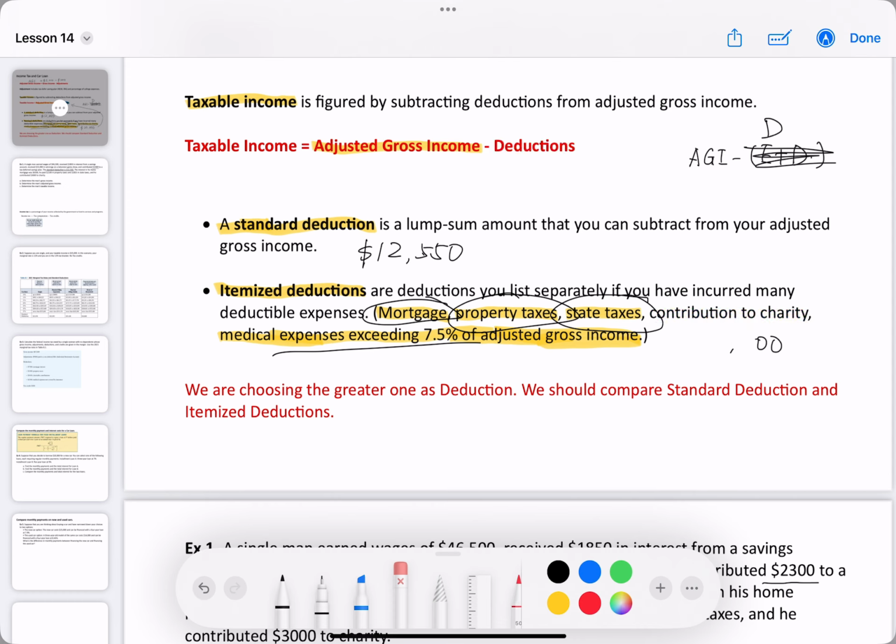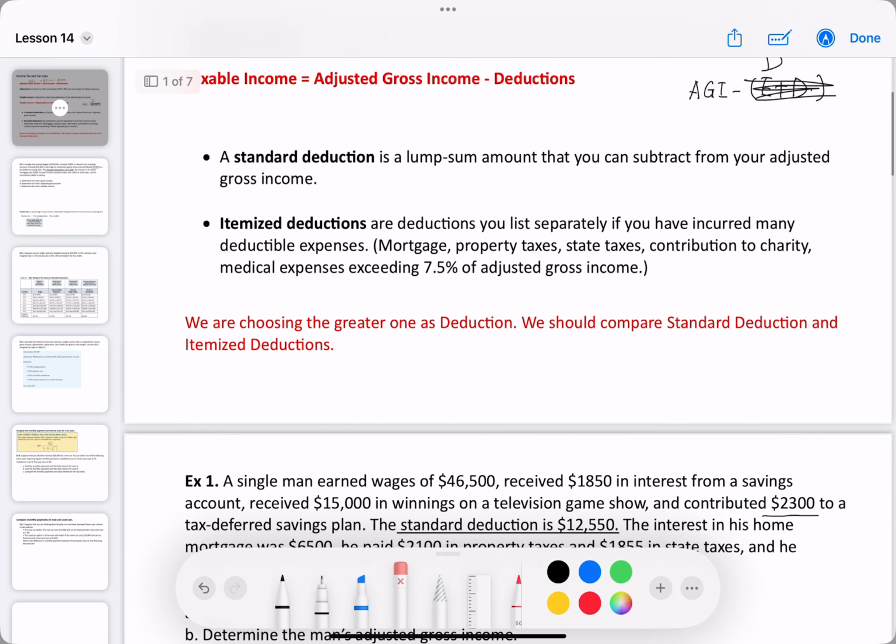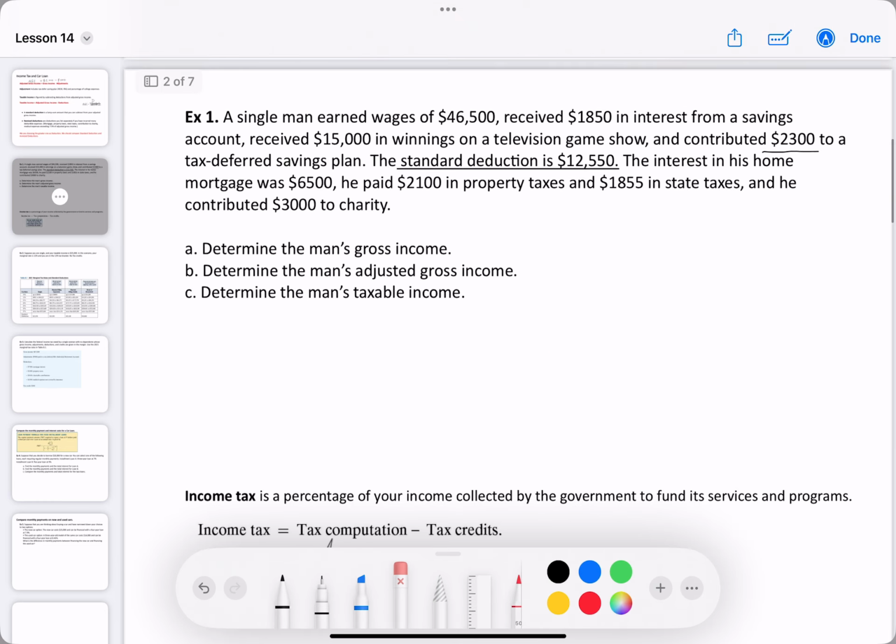And you cannot add the standard deduction and itemized deduction together. You just choose the one which has the bigger value. Okay, we are choosing the greater one as deduction. We should compare standard deduction and itemized deduction. Which one is greater? Let's see the first example.